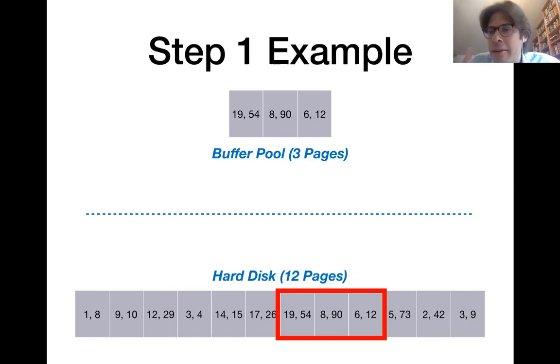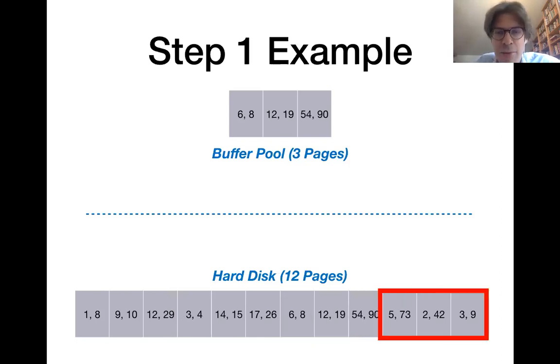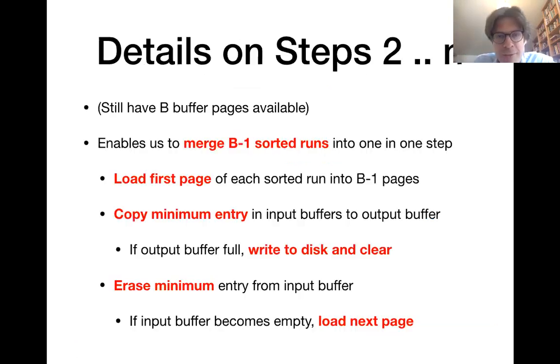Now I'm loading the next chunk of data. Again, I'm sorting it and writing it back to hard disk. I'm doing the same thing for the last chunk of data, sorting, writing. Now on my hard disk, I have 4 sorted chunks of data, and each of those chunks has length 3, of course, because this is the maximum number of pages that I could fit into my main memory. Okay, so this is the first step.